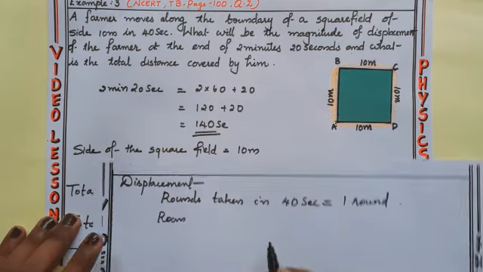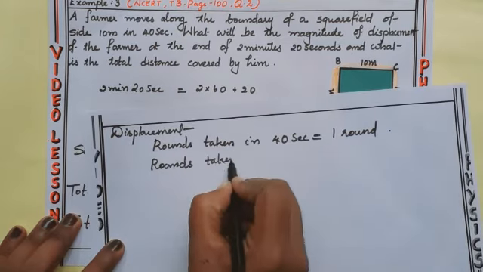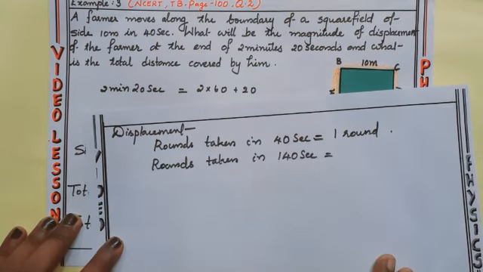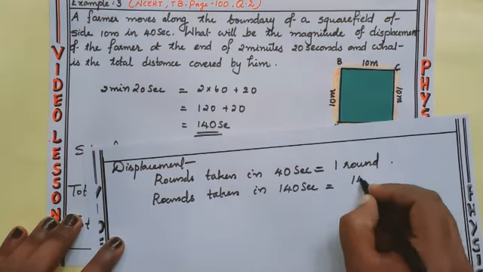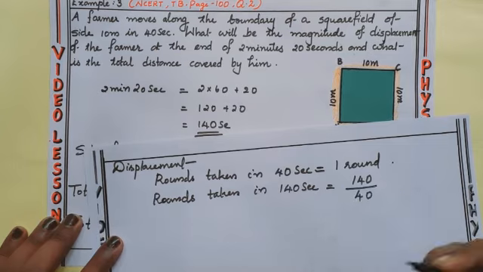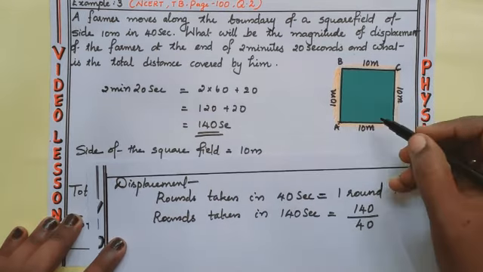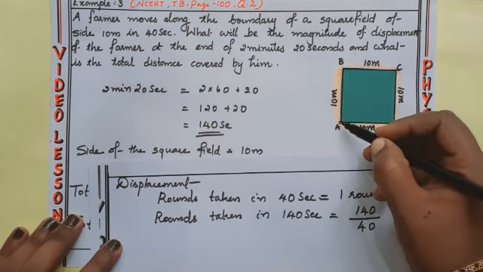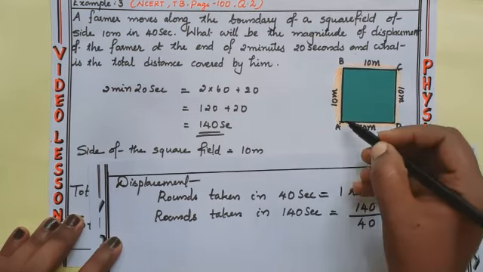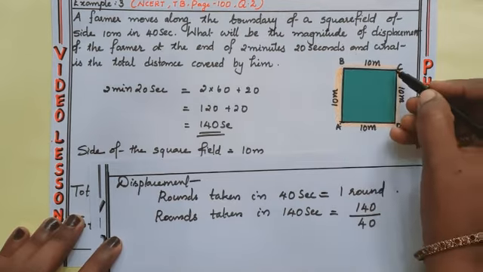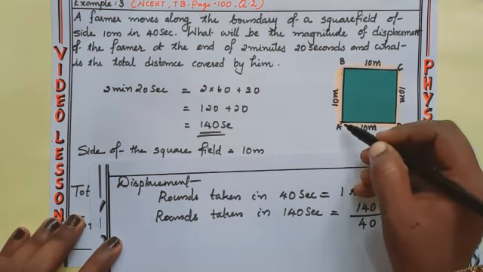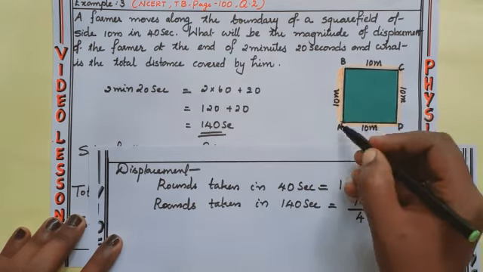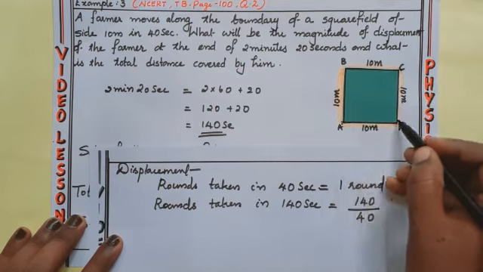Next, rounds taken in 140 seconds. How many rounds did he cover in 140 seconds? We can take 140 divided by 40. Otherwise, in 40 seconds he covered 1 round, then again 40 seconds, that means 80 seconds he covered 2 rounds. And 120 seconds he takes for covering 3 rounds. Each round takes 40 seconds: 40 seconds 1 round, 80 seconds 2 rounds, and 120 seconds 3 rounds.